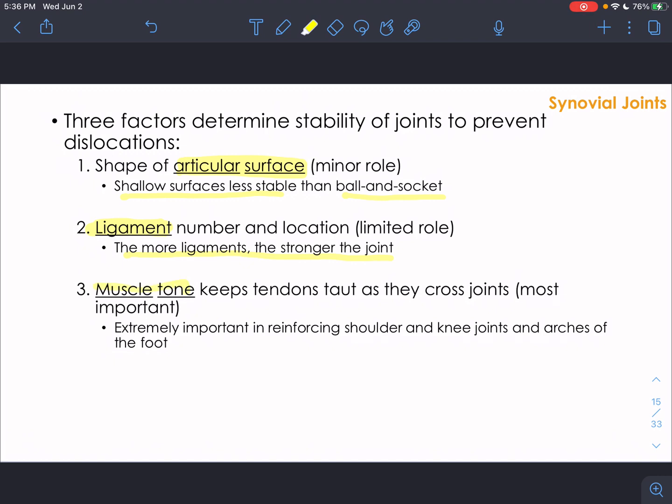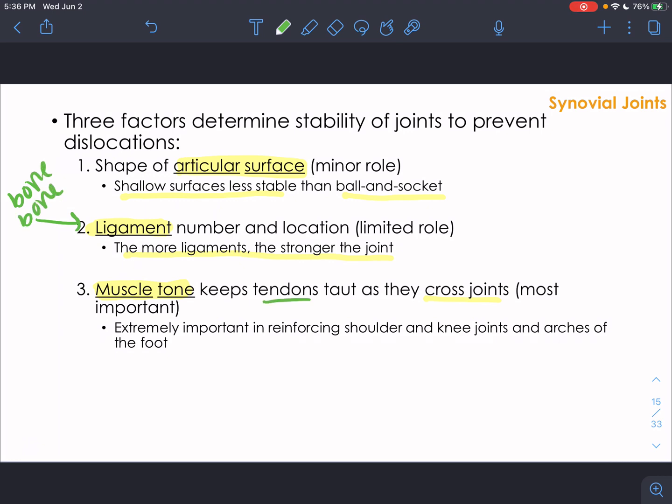And then the most important thing is muscle tone. Okay, so muscle tone we'll talk about in the next chapter, but it's going to keep tendons taut as they cross the joints. Okay, so remember, ligaments up here connect bone to bone.